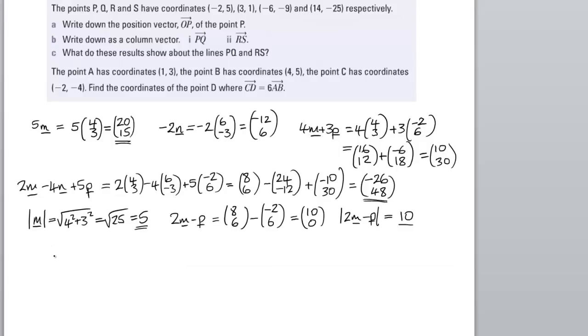So we have the points P, Q, R and S. They have coordinates -2, 5, 3, 1, -6, -9, and 14, -25. Position vector of OP. Recall, the position vector is simply its coordinates turned into a vector. So that's -2, 5.